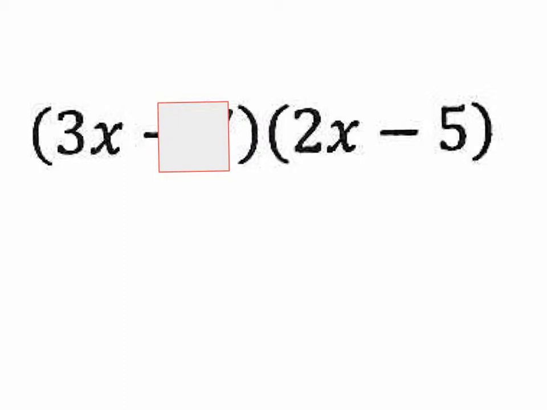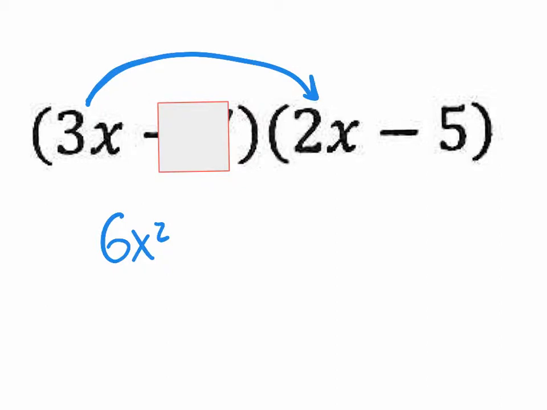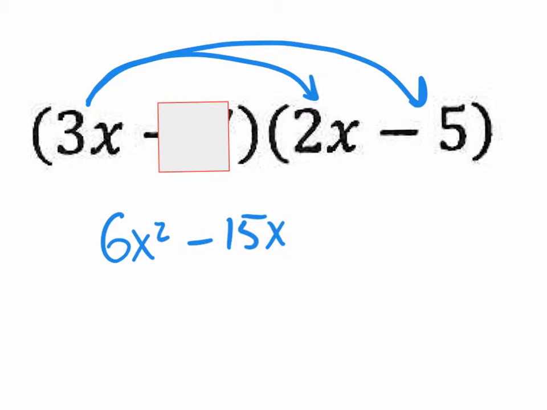I would start with the 3x, even though technically it doesn't matter if you start with the 7 or the 3x, but for the sake of getting your answer already in standard form, let's start with the first term, the 3x times 2x. And what do we get? 6x squared. And then how about 3x times negative 5? What do we get? Negative 15 with an x. Okay. And now, since I've already distributed the 3x, I'm going to ignore it now.